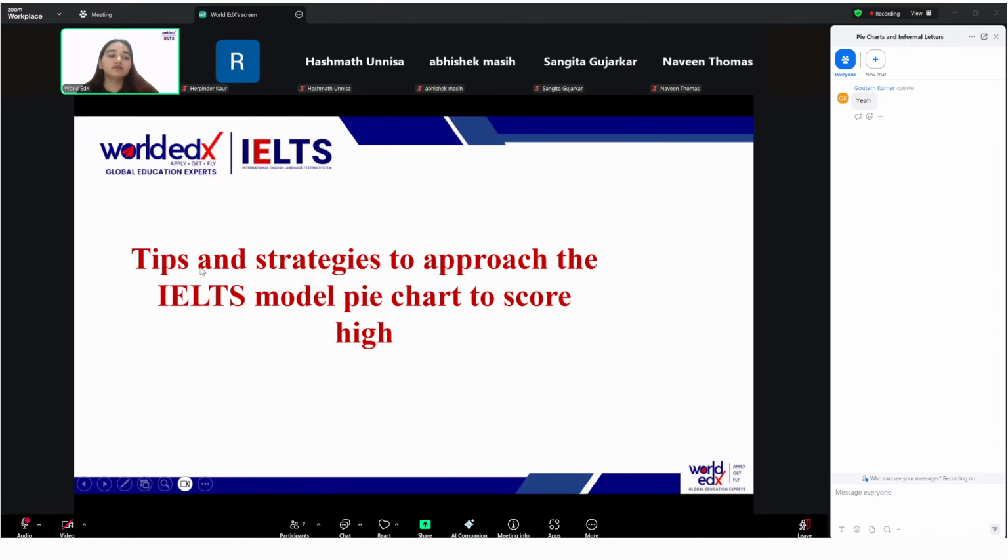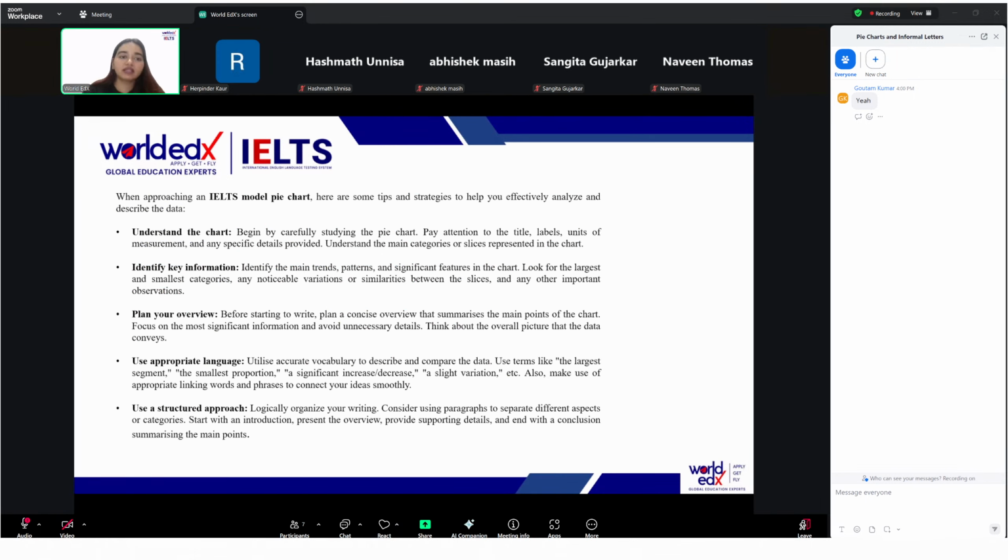Then how can we actually approach the IELTS model pie chart to get a high score? This is the way. Always first understand the chart. See if there is any title, any labels, any unit of measurement, any specific details that sort of catch your eye. Then you need to also see the slices in the graph. What are the slices? Basically where the graph is, I don't know what exact term to use, it basically is bifurcated into small groups. So you need to understand the groups pretty clearly.